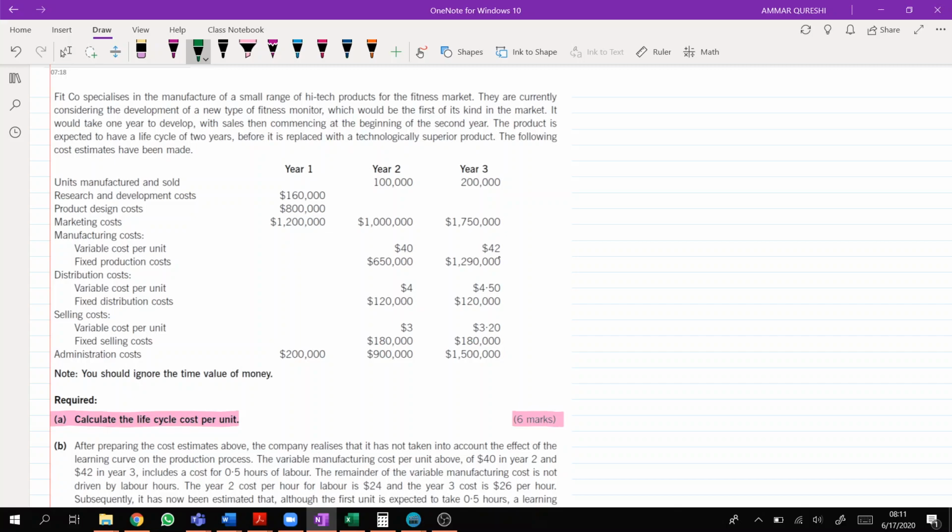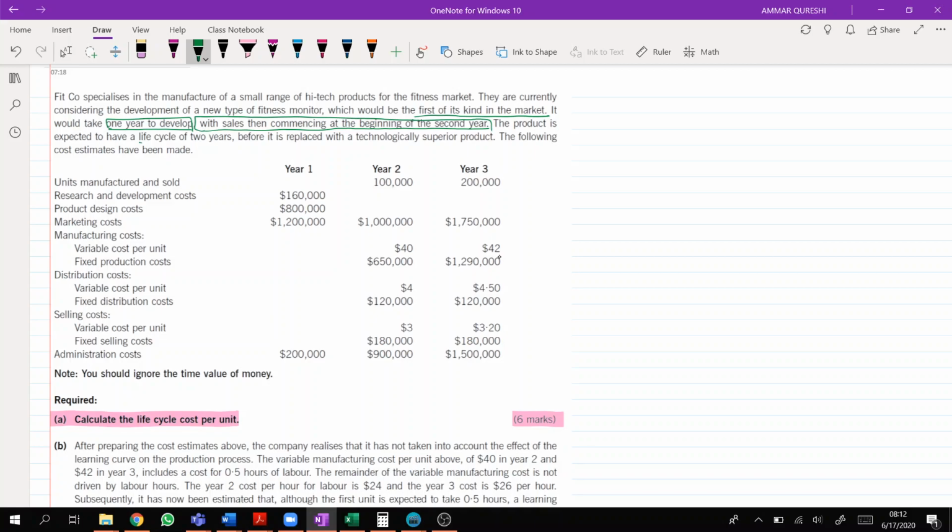Fit Company specializes in the manufacturing of a small range of high tech products for the fitness market. They are currently considering the development of a new type of fitness monitor which would be the first of its kind in the market. It would take 1 year to develop, with sales then commencing at the beginning of the second year. That means in the first year, this company will develop the product, and sales will start from the beginning of the second year.